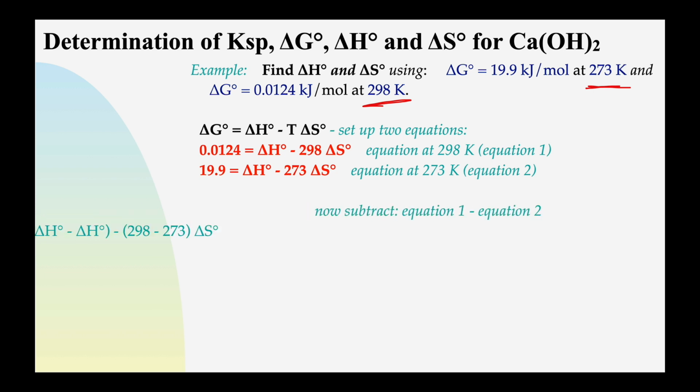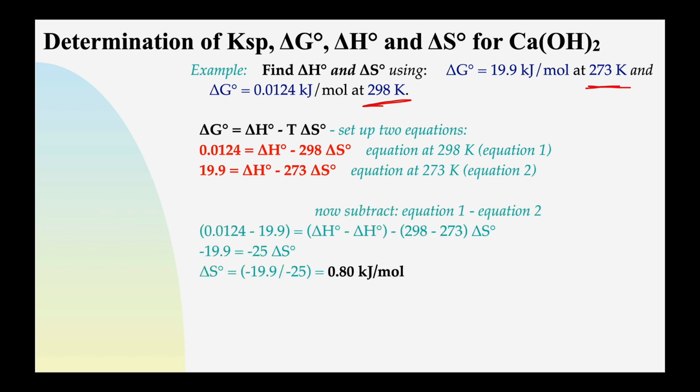And at this point, what we're going to do is subtract equation 1 from equation 2. So it's like the hot minus the cold. And when you do that, you can see how you've got the 2 delta G values, 0.0124 minus 19.9. So again, we're subtracting the second one, and that equals delta H minus delta H. And of course, that's the same, so it goes to 0. And then over on the other side, we've got minus parentheses, hot minus cold, 298 minus 273 delta S. So again, this part goes to 0, so we don't have to worry about that.